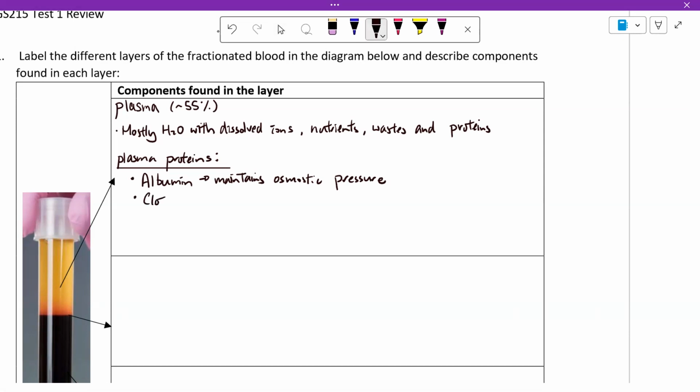And we talk about clotting proteins. Does anybody remember the clotting protein names? Fibrinogen and thrombin? Yep, fibrinogen and prothrombin. Thrombin is the activated form of prothrombin. So make sure you know the pathway, the coagulation pathway.